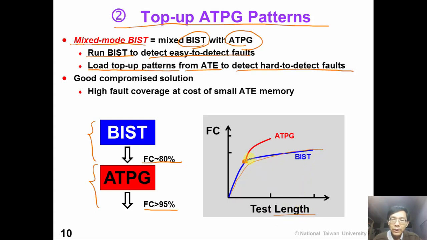However, if we download the deterministic ATPG pattern, then we can achieve a very high fault coverage in a very short test length. So the mixed mode BIST is actually a very good compromise solution that achieves high fault coverage at the cost of a little bit of ATE memory.